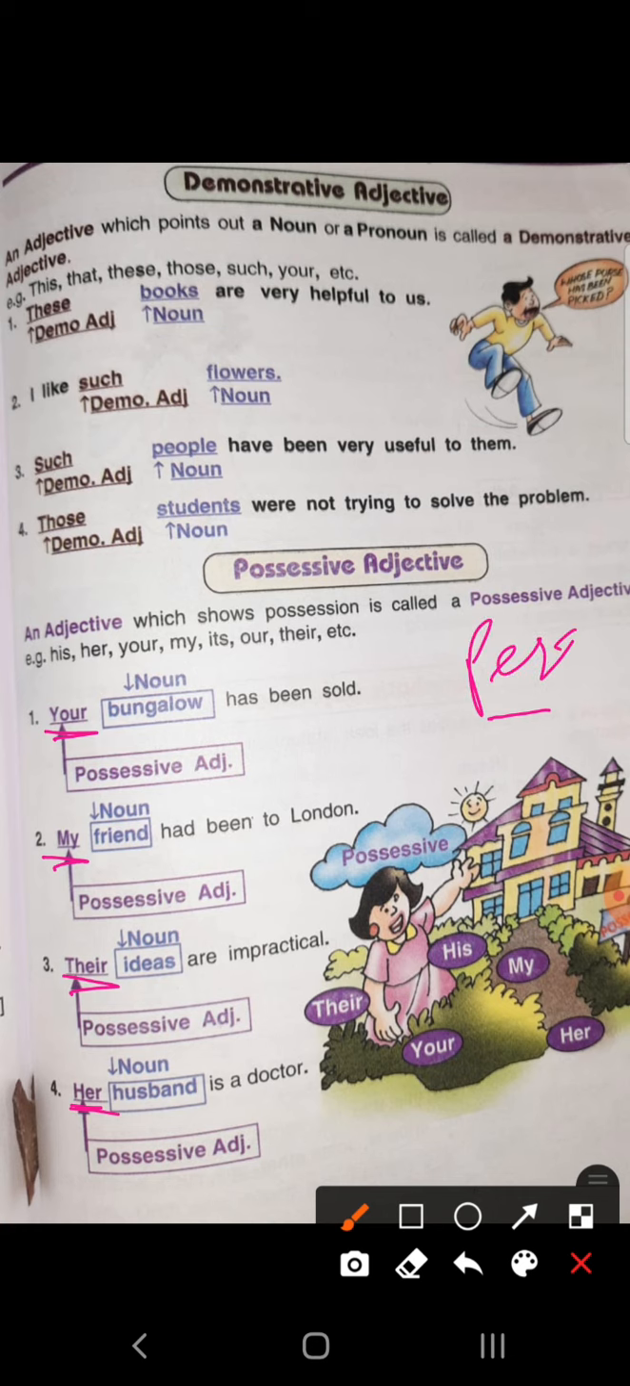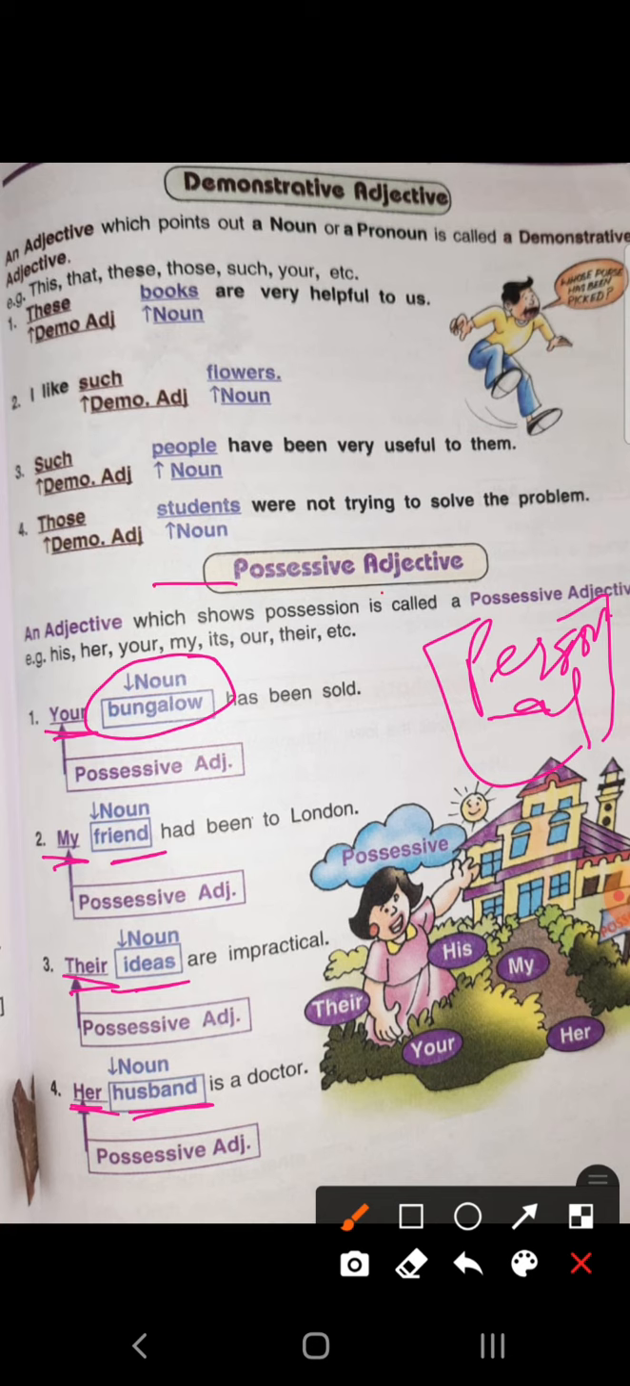When we studied kinds of pronouns, personal pronouns have these words in their possessive case, when they are used to show possession. So these words are used with a noun: my bungalow, my friend, dear ideas, her husband. These pronouns are directly used with nouns, they become adjectives since they show possession. They are called possessive pronouns and possessive adjectives.